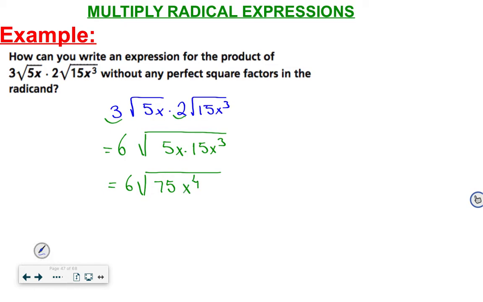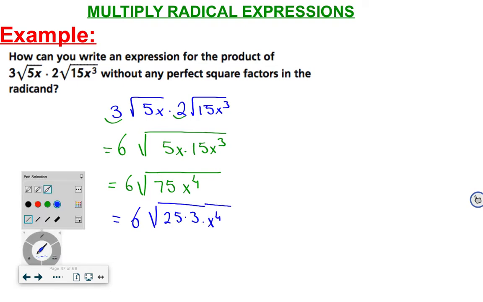To be able to simplify this expression, what are the factors of 75? One of the factors must be the greatest perfect square. This is 25 times 3 times x to the power 4. After that, you can simplify each expression.